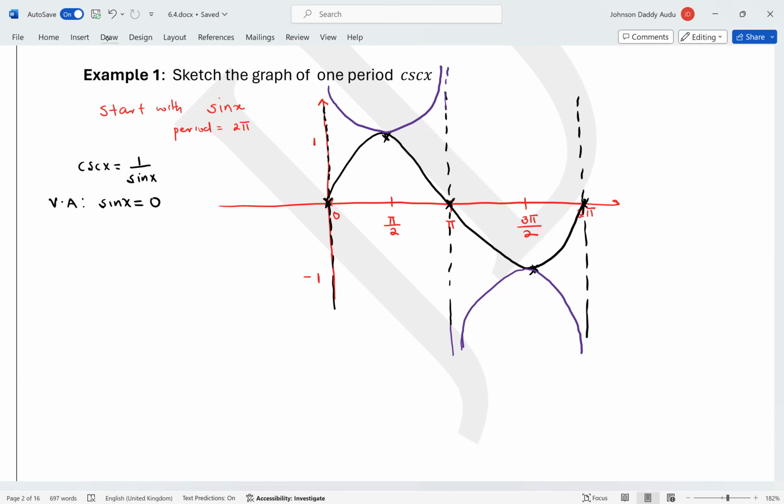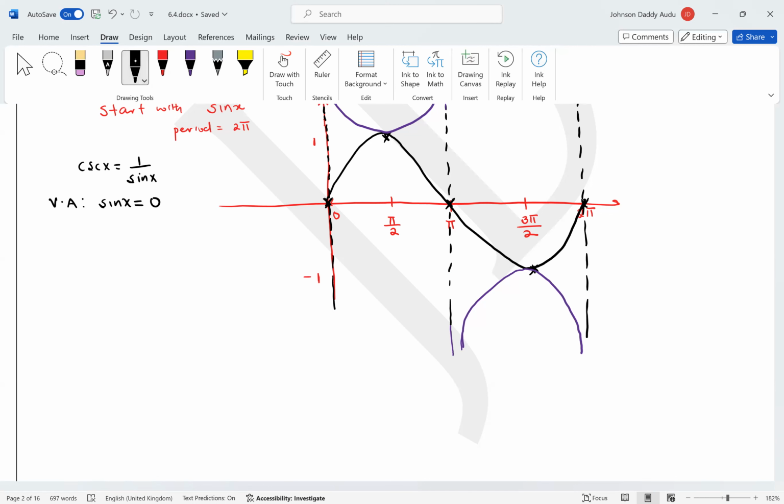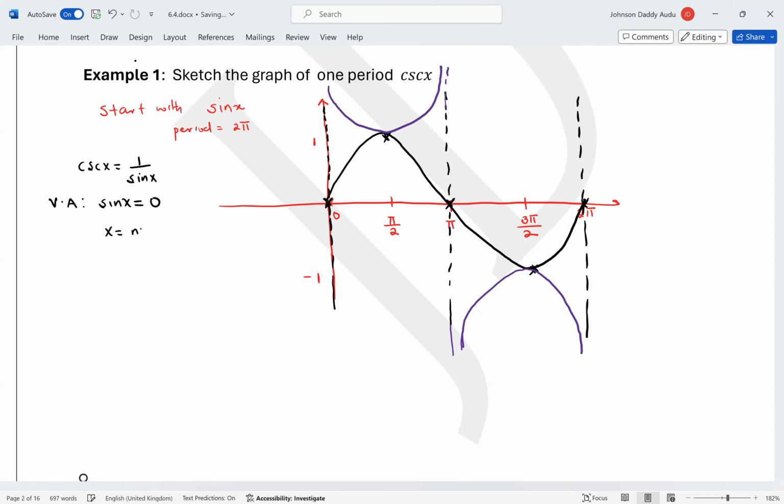And here we should also know that if sine x is equal to 0, it means that x is equal to n pi, where n is an integer. So this will give you all the vertical asymptotes. But here we have only 3, because if n is 0, you'll get 0. If n is 1, you'll get pi. And if n is 2, you get 2 pi. So we don't even need to bother about the rest. Once we plot the graph of sine x, the x-intercepts will be the vertical asymptotes for the graph of cosec x.